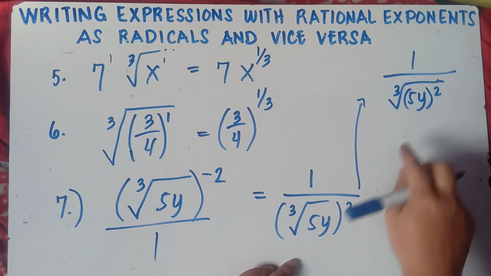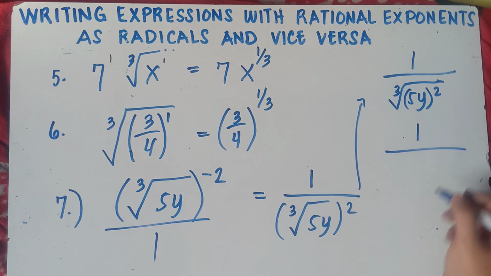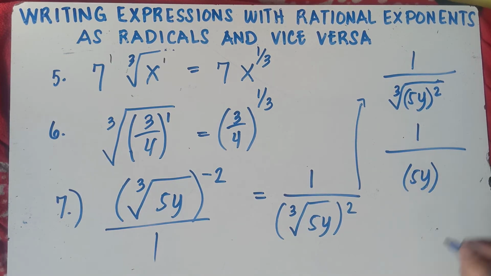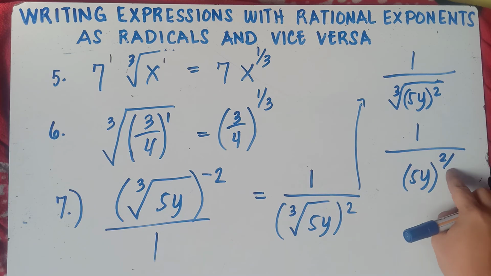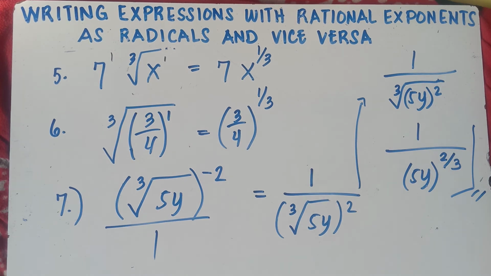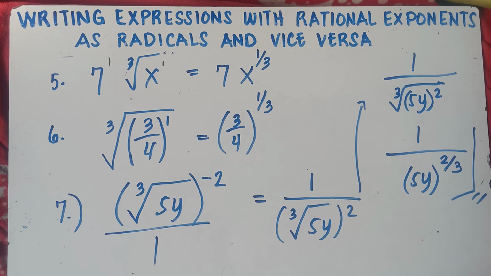So you put parentheses, class, because this is 2 variables. So quantity 5y raised to the power of 2. And the final answer will be 1 over, so copy 5y, put quantity. This 2 here will be the numerator of the fractional exponent, and this 3 will be the denominator. That's it, class. That's the answer for number 7. So quite tricky, right?